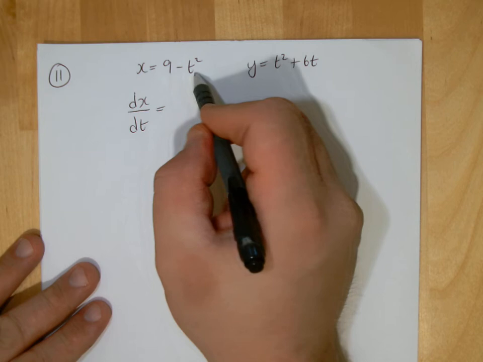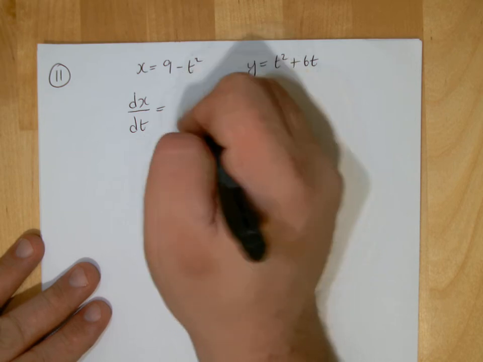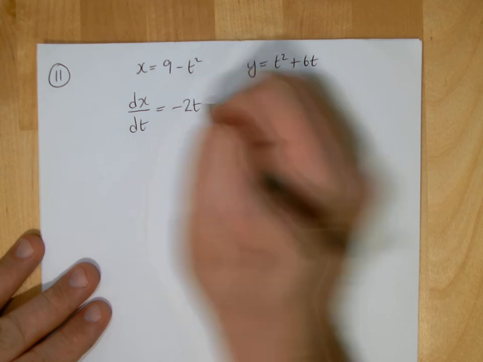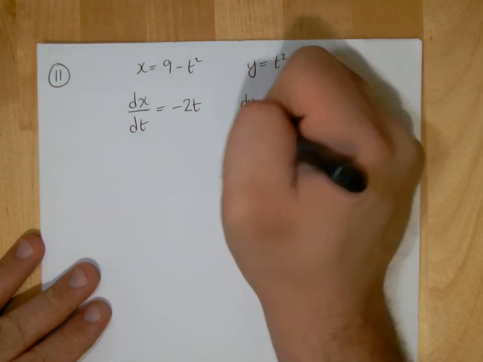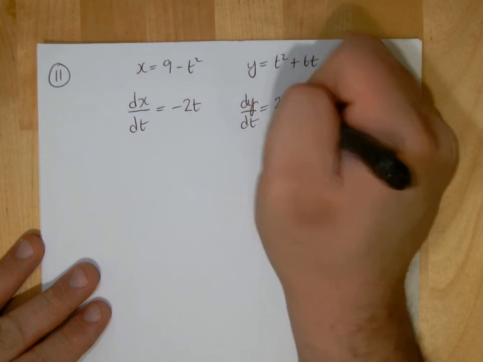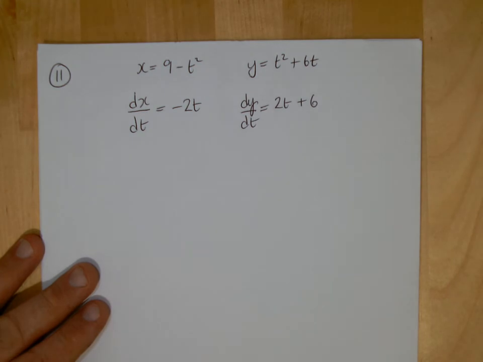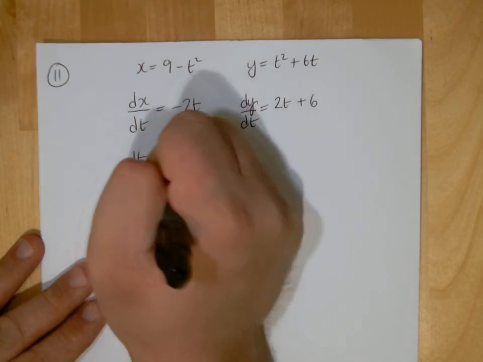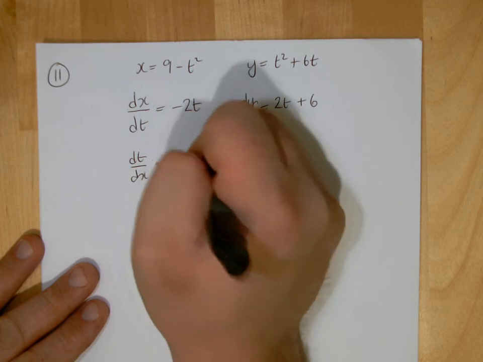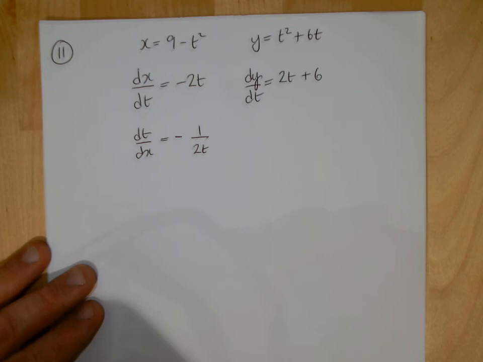Well, 9 minus 9t squared, 9 disappears. Minus t squared becomes minus 2t. Same here, then we'll differentiate this, dy by dt. t squared becomes 2t, 6t becomes 6. And then of course don't forget to flip this. So dt/dx will become minus 1 over 2t.